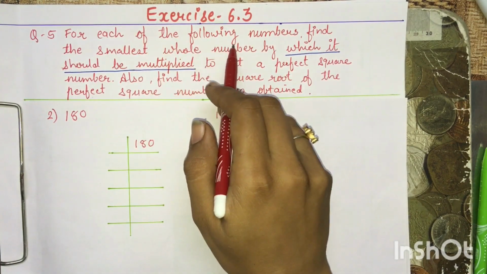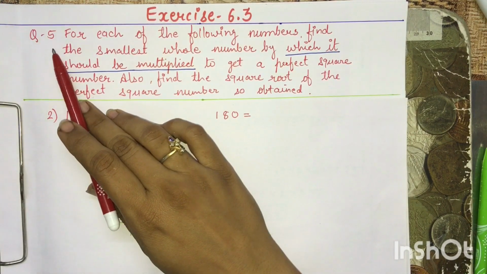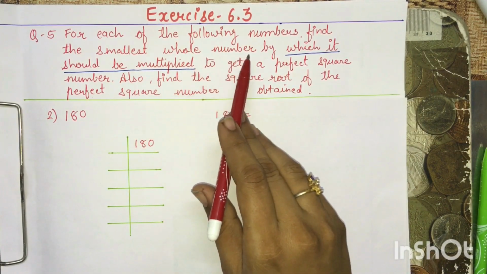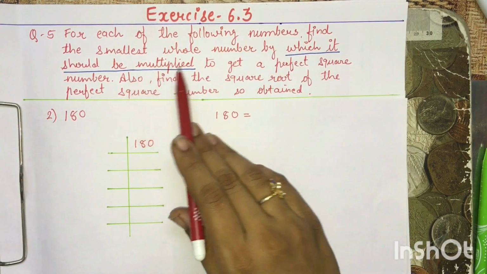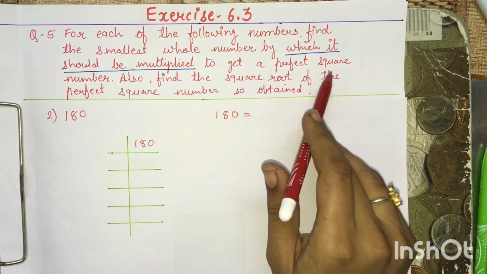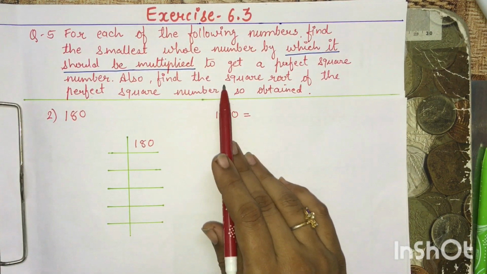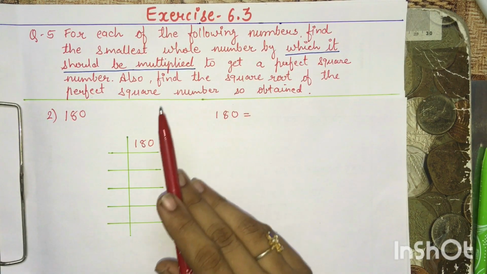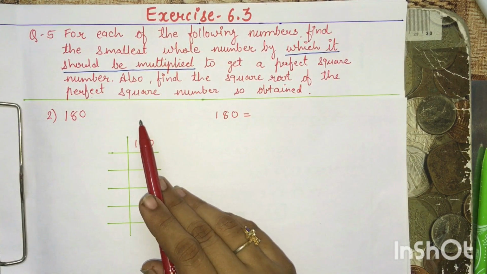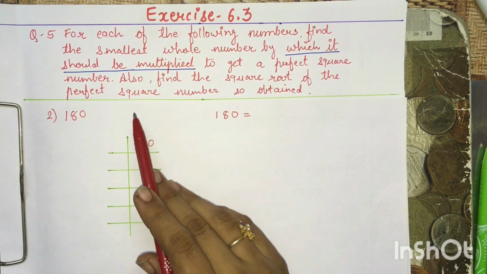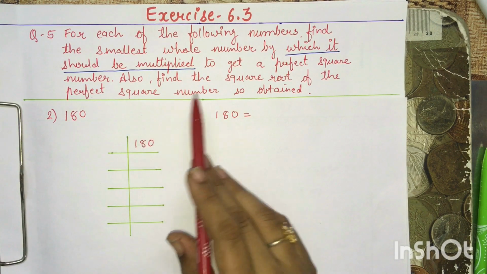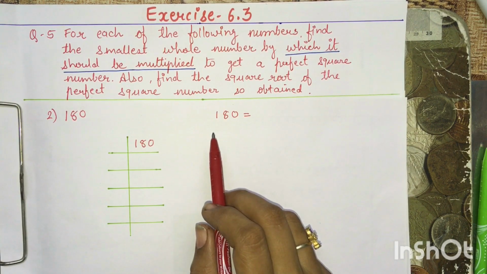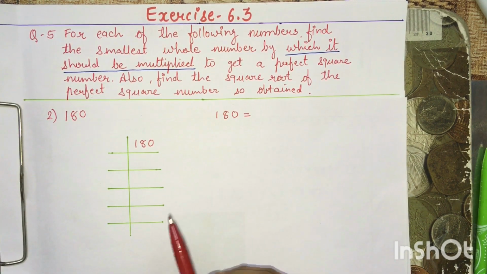Exercise 6.3, question number 5. For each of the following numbers, find the smallest whole number by which it should be multiplied to get a perfect square number. Also find the square root of the perfect square number so obtained. So students, here as I said, we have to convert the non-square numbers into perfect square numbers. That can be done by multiplying, by dividing, by adding or by subtracting some number.